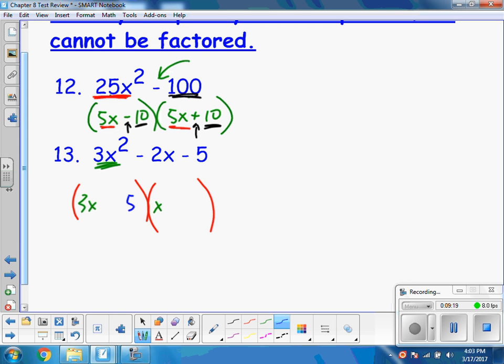Try a 5 and a 1. See if I can do that. So 3 times 1 is 3, 5 times 1 is 5. Can I get to 2 through these numbers? And I can if 5 is negative. So let's look at that. If 5 is negative and my 3 is positive, I can get to negative 5. I can get to my negative 2. Yep, and there's my answer.